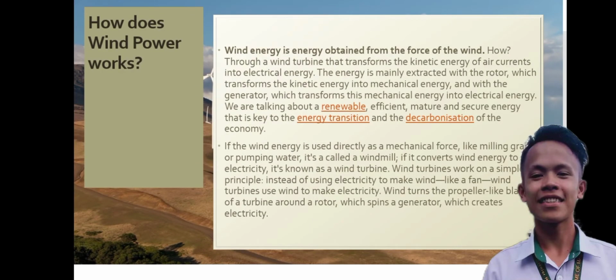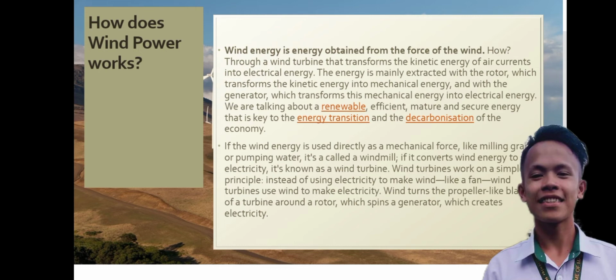So, how does wind power work? Wind energy is energy obtained from the force of the wind. How? Through wind turbines that transform the kinetic energy of air currents into electric energy. This is transformed into electric energy using wind turbines or wind energy conversion systems.